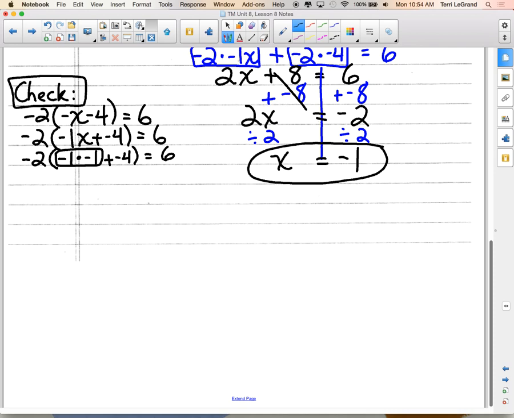Okay, order of operations says, take care of parentheses first. Order of operations also says, inside of parentheses, you have to follow order of operations. So what would we do first? Would we multiply first or add? Multiply first. So we're going to take negative 2 and put it in front of the parentheses still. What's negative 1 times negative 1, class? 1.